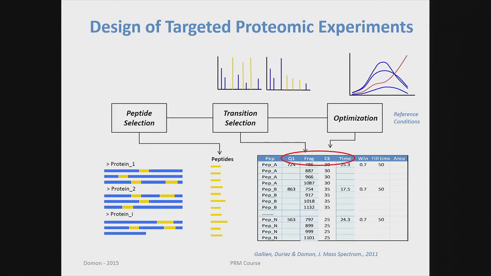So a targeted experiment, as you have seen so far, right? You start with a list of proteins. You have a hypothesis. You're interested in a list of proteins. You select the prototypic, quantotypic peptide that was described. And then you have to define your method for your triple quadrupole, which basically means you need to define the fragment ions. You need the precursor, the charge state, when they elute, collision energy, and all these parameters.